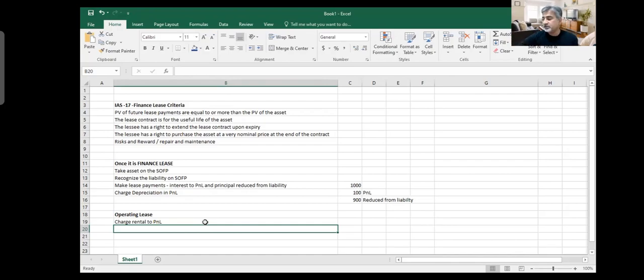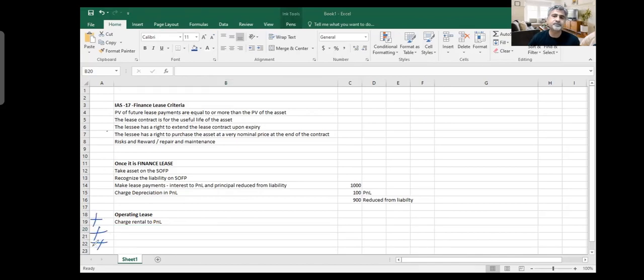And therefore, what happened is that many times the management manipulated to bring most of the assets here. They used to bring assets here. How did they bring the assets here? Because they said that this condition is not being met. Because the asset has a life of 20 years, I'm only taking it for 3 years. Condition number 2 fails, I take it to operating lease. This is what we were doing before.